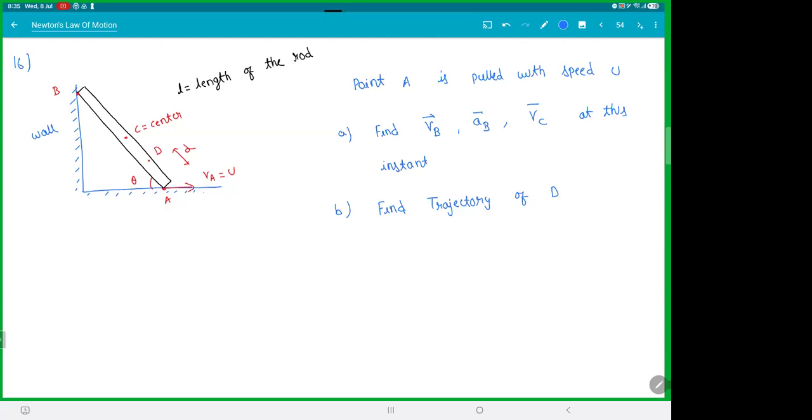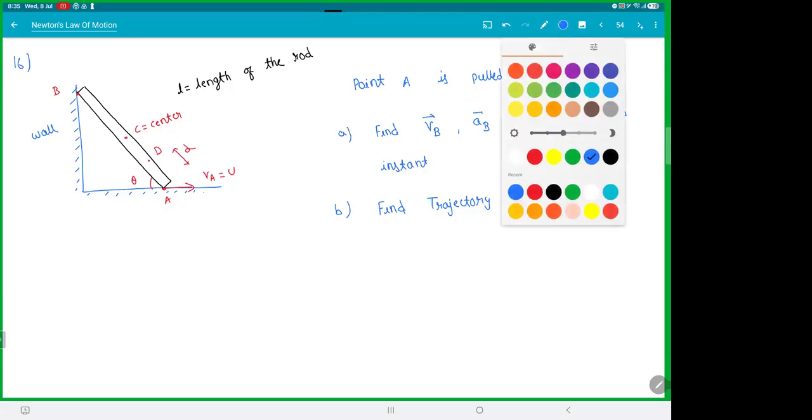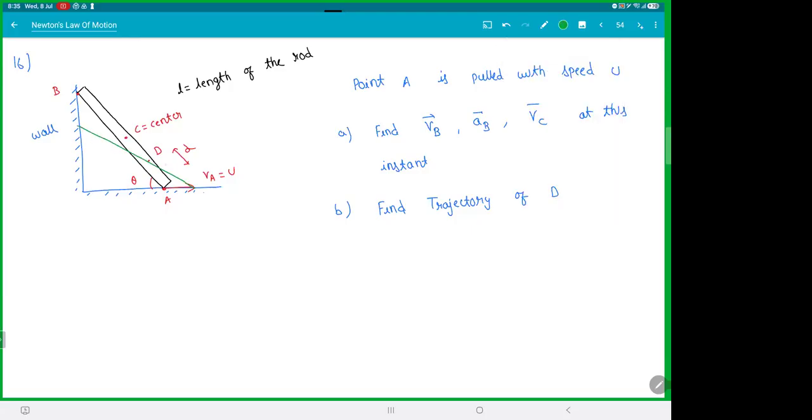I'll explain again. So we got a rod. The B is on the wall and A is on the floor. And when you pull A, this is how the picture will become, everyone. Next moment, the picture will be like this. And then it will be like this. Can you see how the rod is moving? So the rod is sliding down there. So find the velocity of B, velocity of C, acceleration of B at this instant, and the trajectory of D. What path does D take? This will be a good more than one choice question at your level.